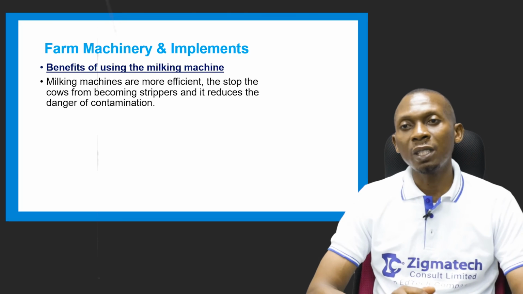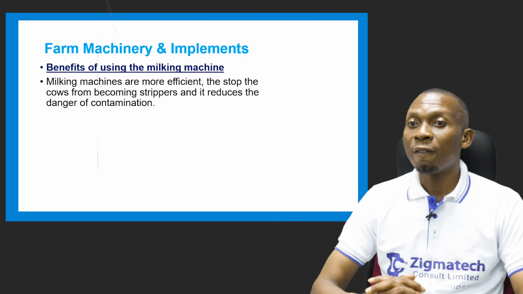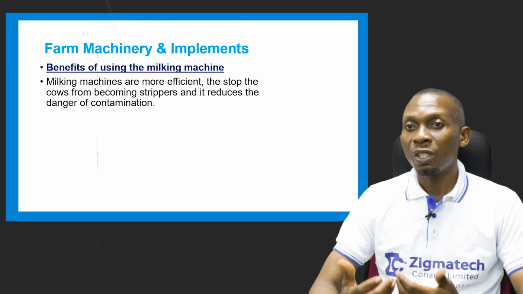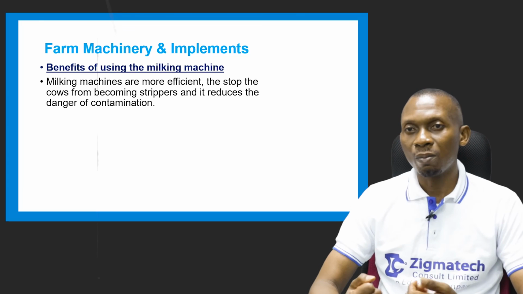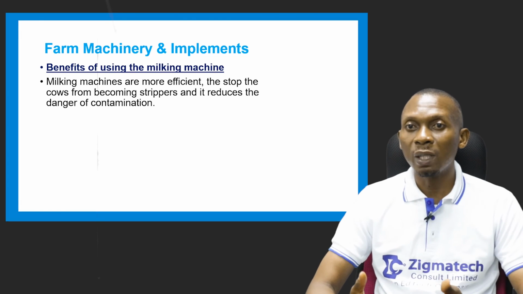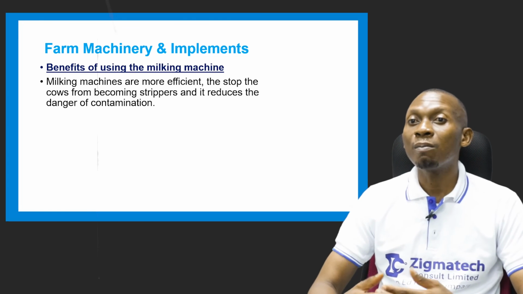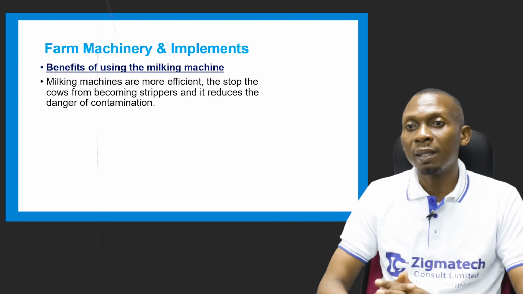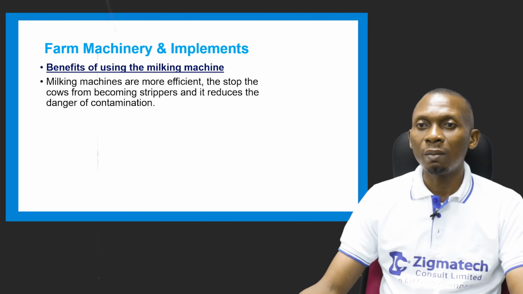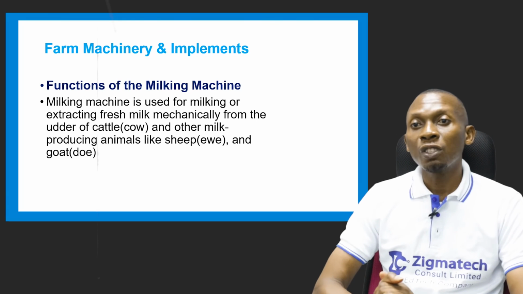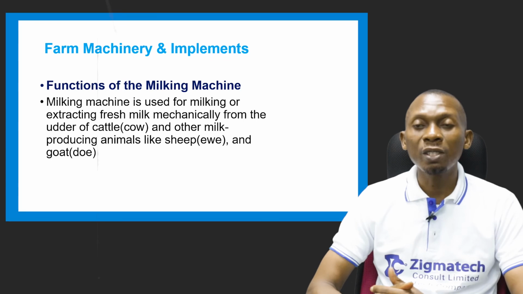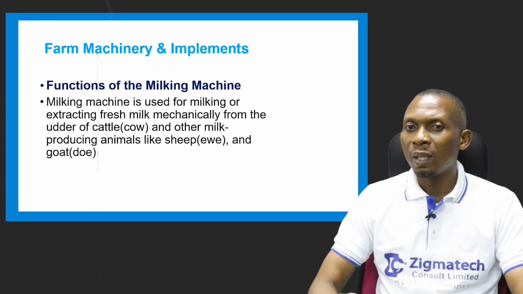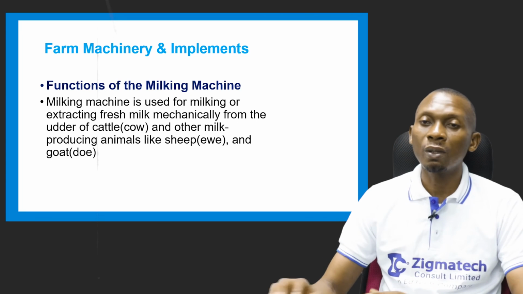What are the benefits of using the milking machine? Now, it's more efficient than doing it manually. You can also milk manually using your hands, creating a massage, and extracting the milk from the udder or mammary gland of the cow. But the milking machine is more efficient, you understand? And it also prevents the cows from becoming strippers and also reduces contamination. So the function of the milking machine is for milk extraction mechanically from the udder of a cow or from other milk producing animals like the sheep and the goat.